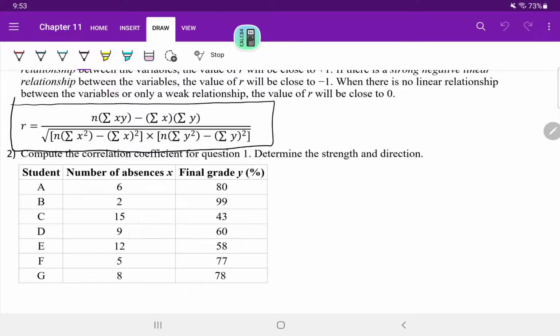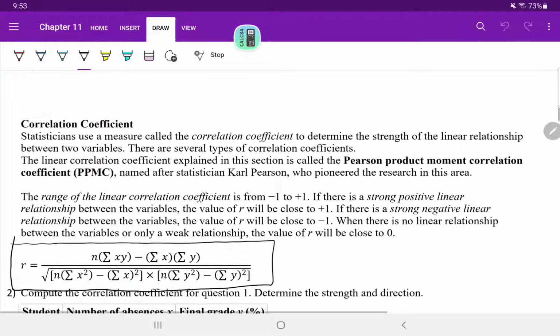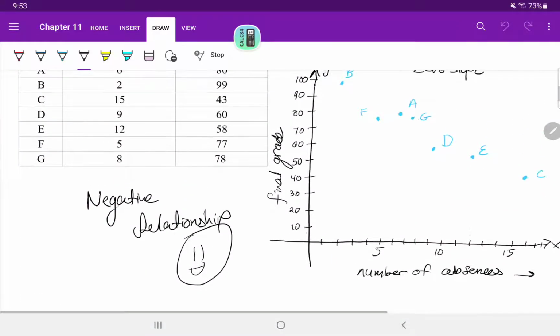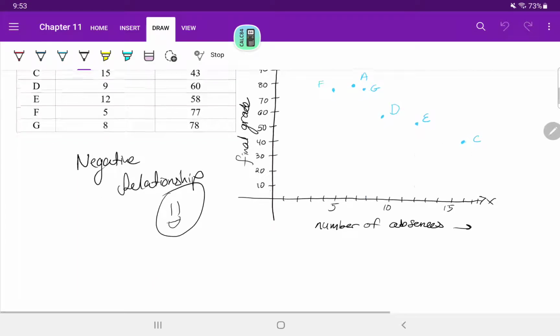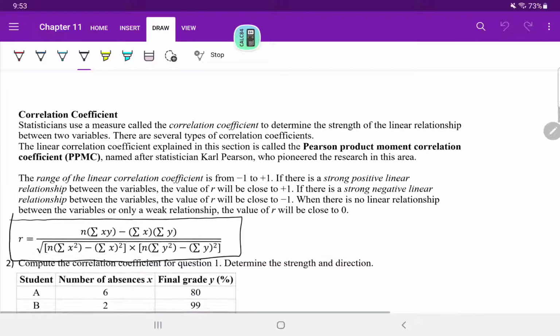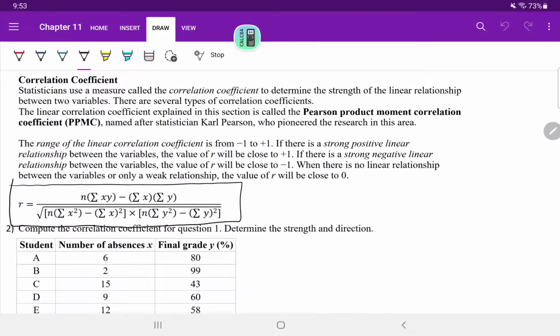Now, let's do number 2. Compute the correlation coefficient for question 1. Determine the strength and the direction. Back in question 1, we were able to determine the direction of the relationship. It is negative because as our X increases, the values of Y will decrease. Now let's determine how strong that relationship is in the negative direction.